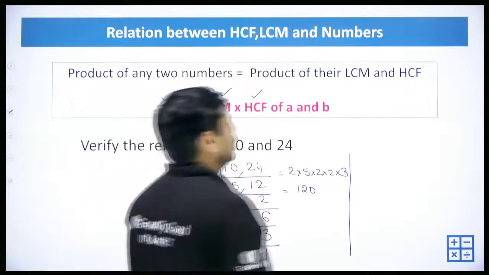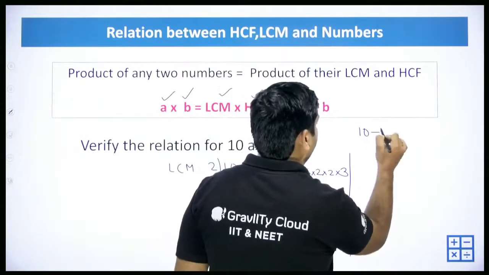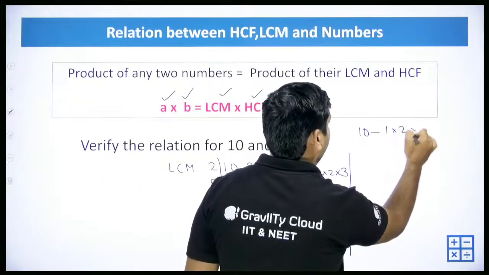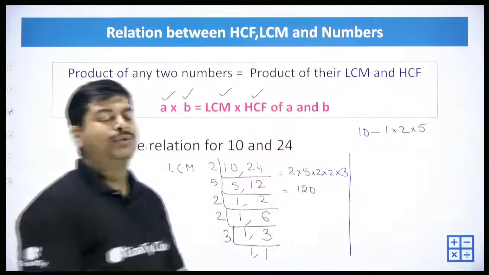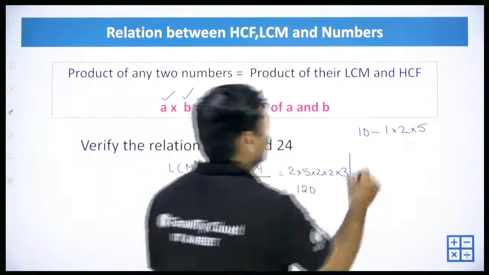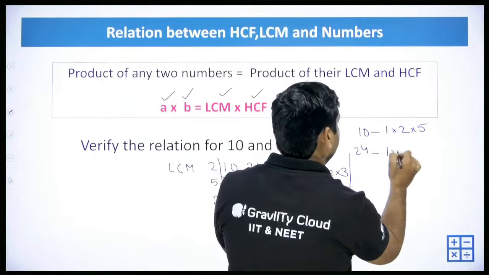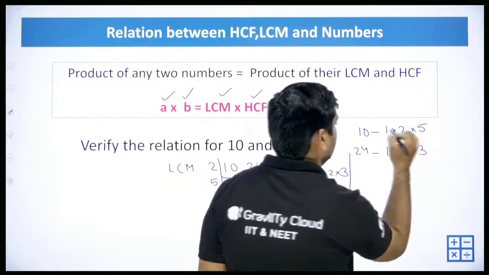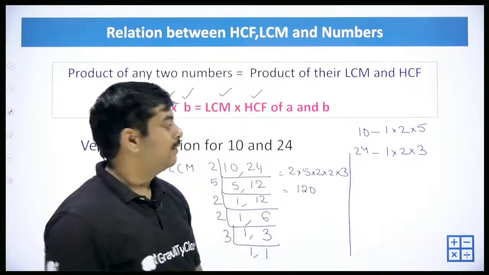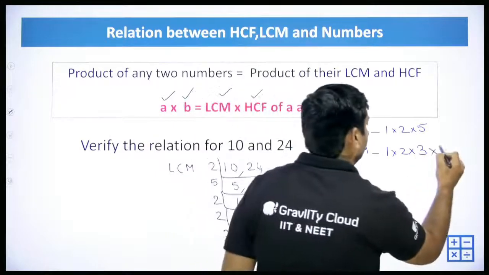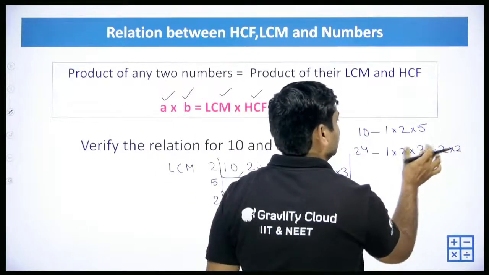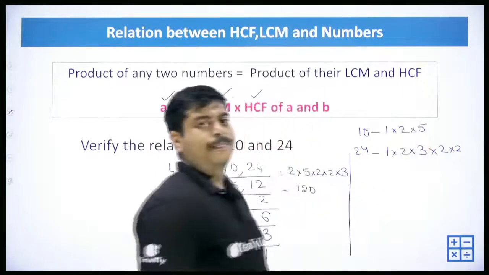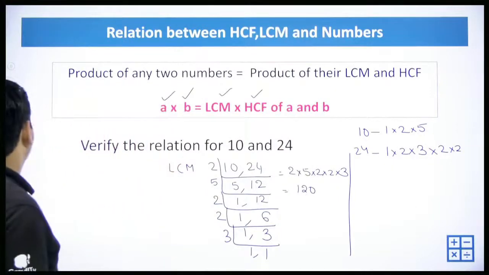Okay, so 10, let me write all the prime factorization: 1 into 2 into 5. And 24 can be written as 1 into 2 into 2 into 2 into 3. 3 2s are 6, 6 2s are 12, 12 2s are 24. So now tell me which factors are common.